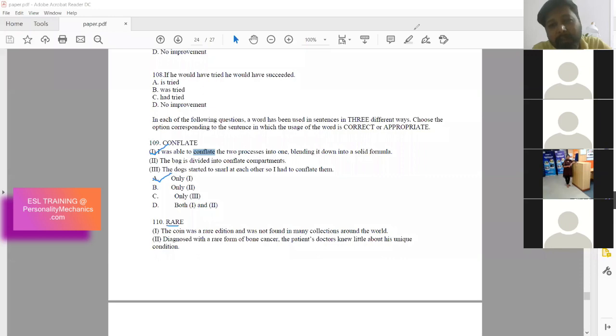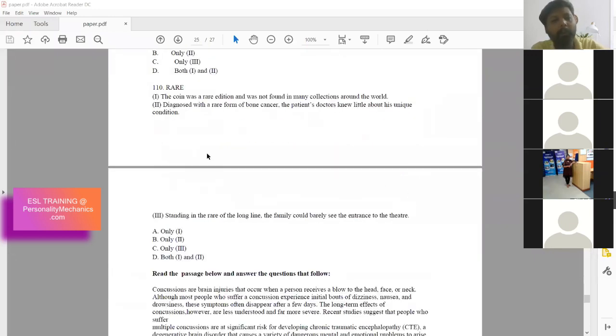Seems correct to me, right? So there isn't a problem. The unique sense of the coin. Next is, diagnosed with a rare form of bone cancer, the patient's doctor knew little about his unique condition. That also makes sense. The other is, standing in the rear of the long line.